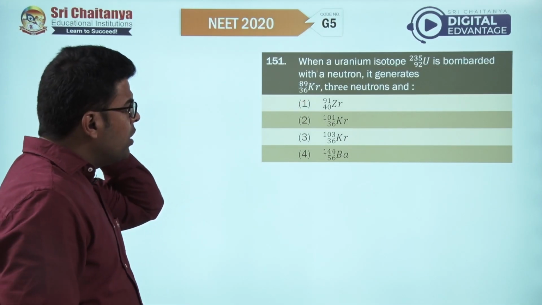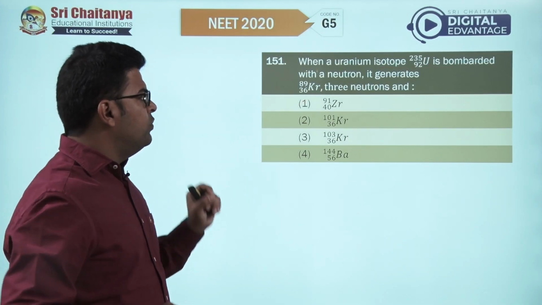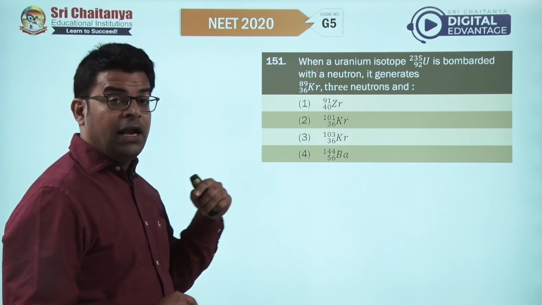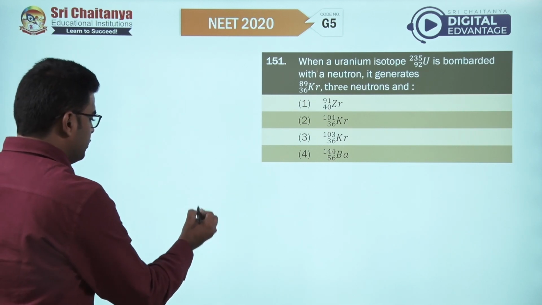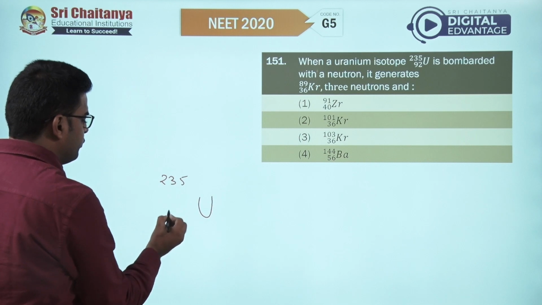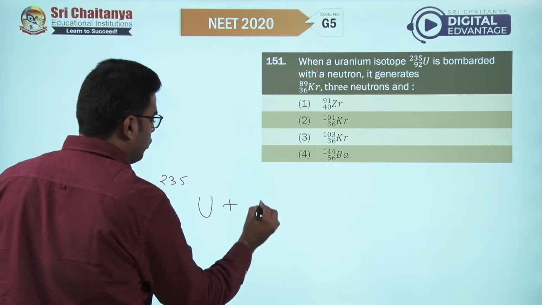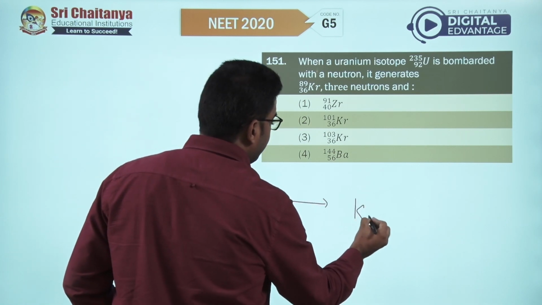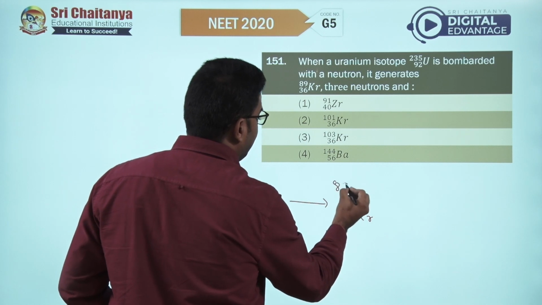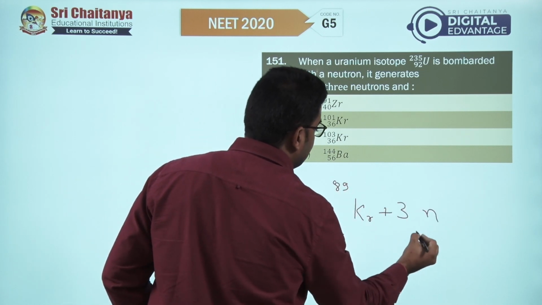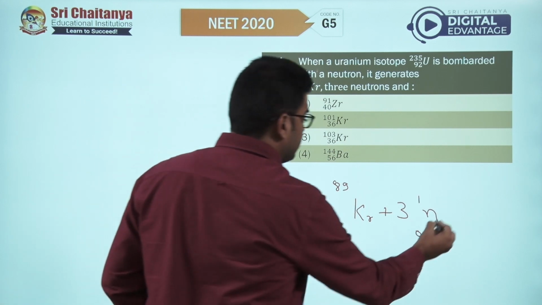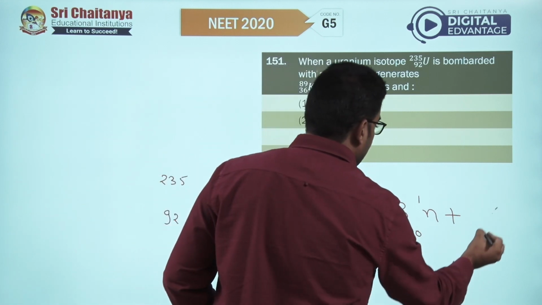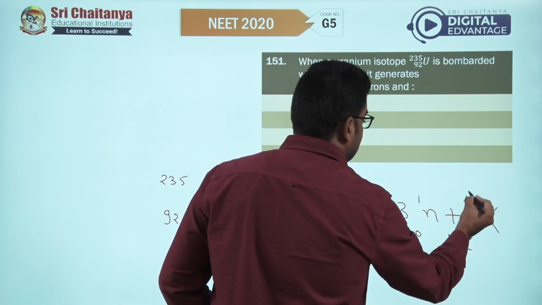Question number 151. When a uranium isotope 235U92 is bombarded with a neutron, it generates Kr 89 36 plus 3 neutron and what? So here we have got uranium 235 92 and we are bombarding it with 1 neutron, 0n1. It gives us Kr 89 36 plus 3 neutron. So for the neutron, the charge is 0, the mass is 1, plus what? So let's say whatever else comes out has the symbol X, the atomic number Z and mass number A.